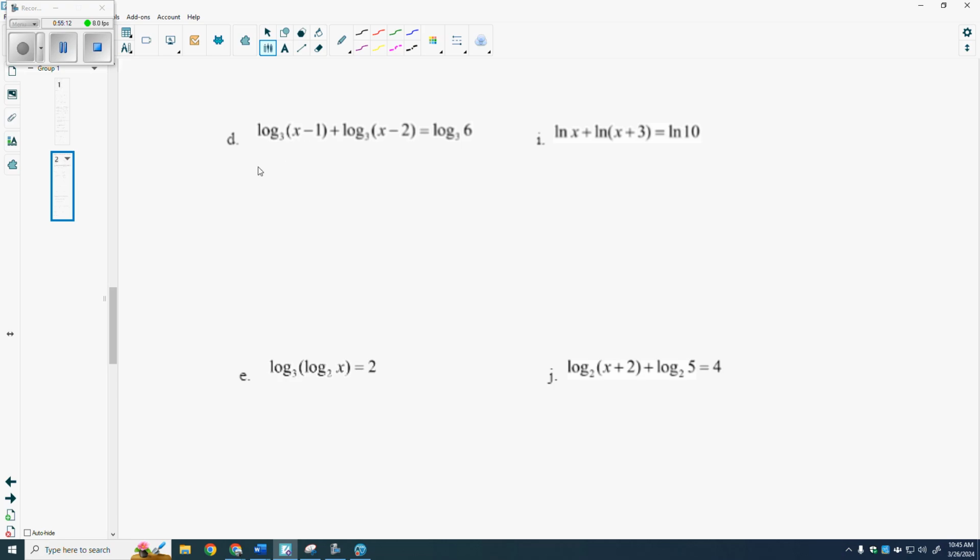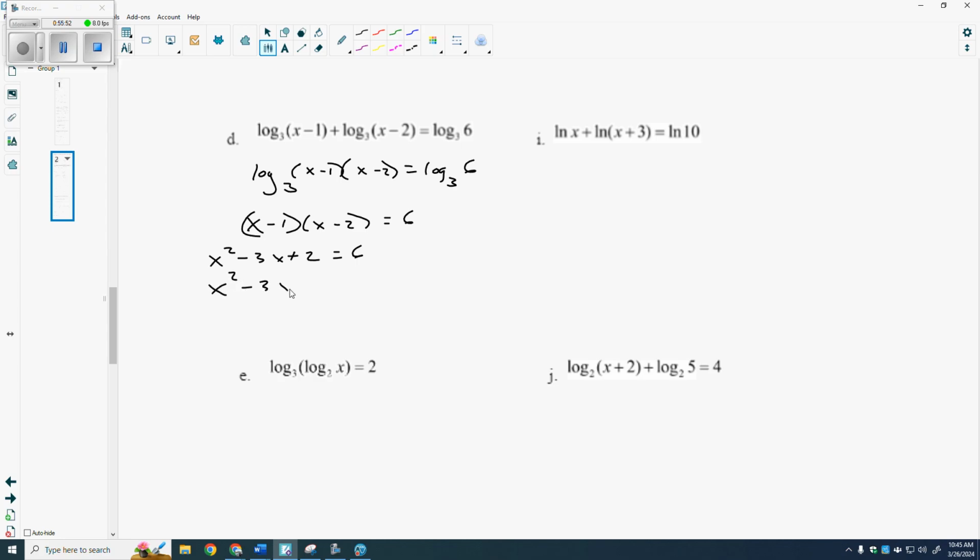Okay, combine, condense. Addition means multiplication. I have a log, I have a log, I have the same base, drop them. Multiply this out, I get x squared minus 2x minus 1 more x is a minus 3x. Negative times a negative is a positive 2. Set it equal to 0, so I can either factor it or use the quadratic formula.